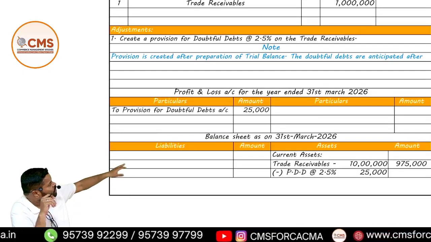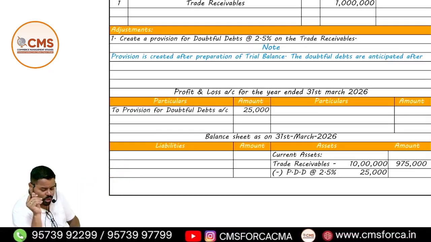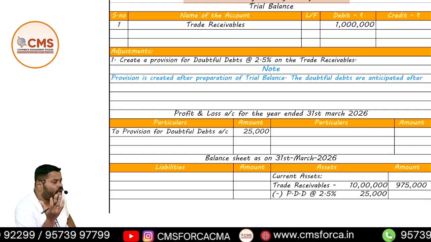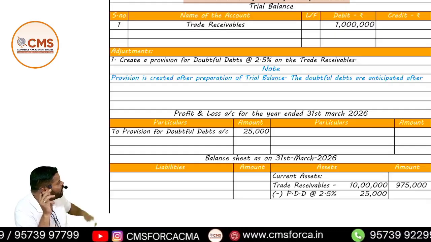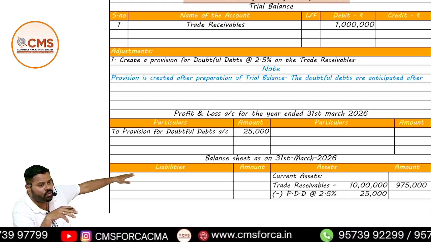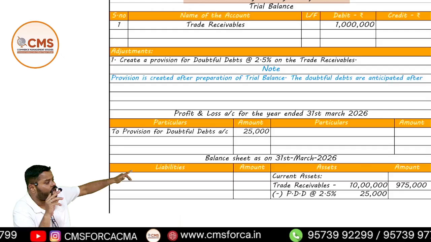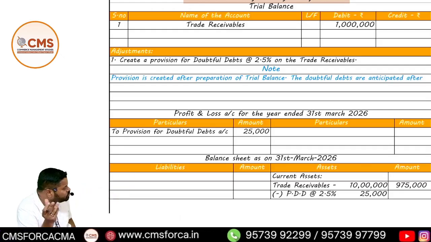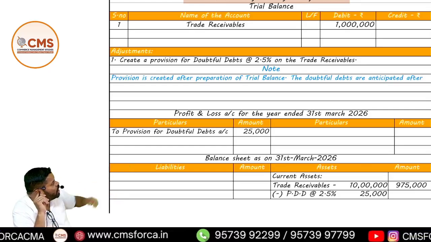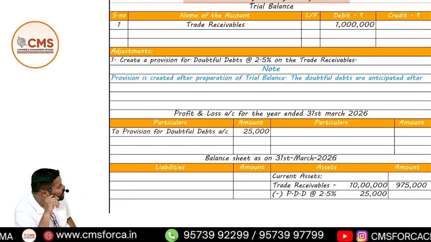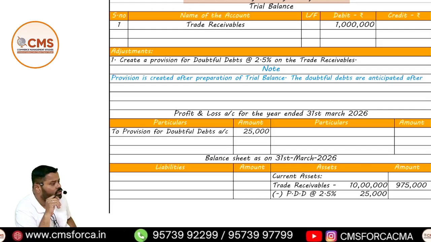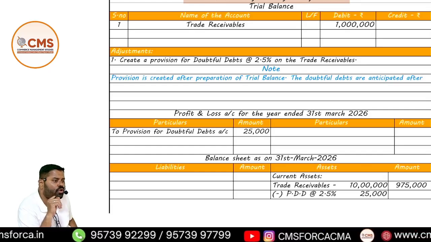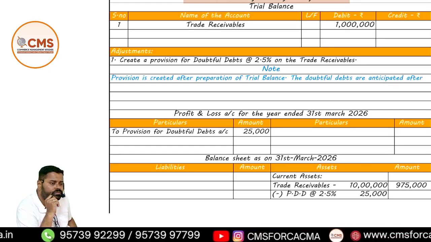So what will we do? Create a provision. So do you have a provision account in your trial balance? No. But you are creating it after preparing the trial balance. And from where do we create provisions? Just now I told you, provisions are always created from P&L account. Reserves are created from P&L appropriation account. Create a provision for doubtful debts at 2.5 percentage on the trade receivables. So what is 2.5 percentage on your 10 lakhs?